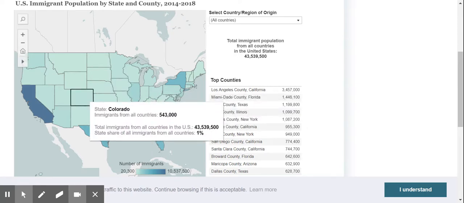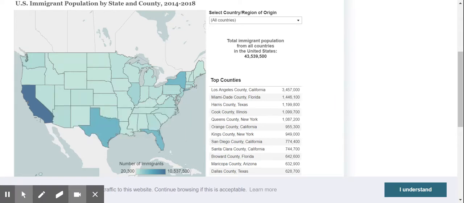Let's check out Colorado. That's interesting. Only 1% of people in Colorado are from another country. Okay, guys, so enjoy the rest of this quiz. You're going to look at a map of the slave trade. You are also going to look at a map of the European colonists coming to North America.